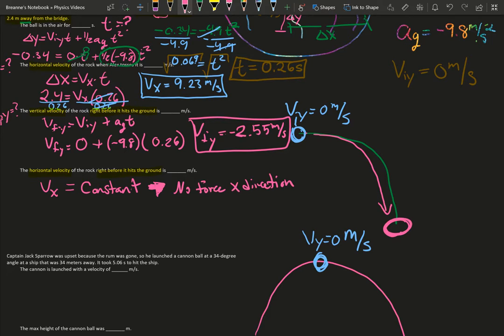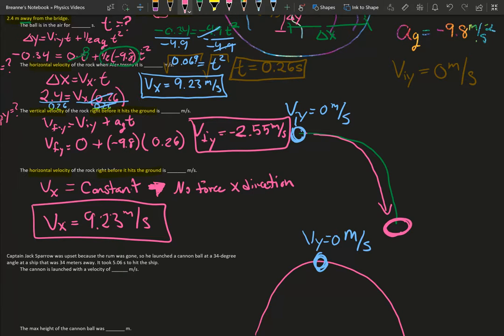The reason it's able to go down is because there is a force of gravity. So that's why there's acceleration in the y direction, but there's no acceleration in the x direction. So your velocity in x just stays constant. So it just stays 9.23 meters per second. The reason that question is there is to make sure you understand that your Vx is constant. No matter where you are, your Vx is going to stay the same.